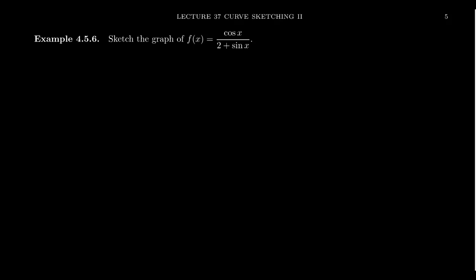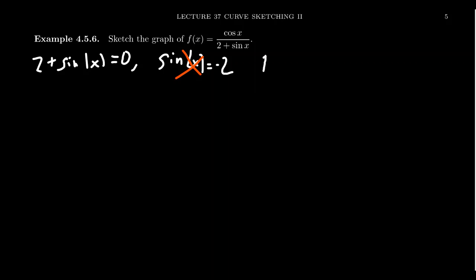If you look at the denominator, 2 plus sine of x, does that ever equal 0? Well, subtract 2 from both sides, you get sine of x equals negative 2. And I'm going to stop you right there. Sine has to sit between negative 1 and positive 1. It can never equal negative 2. So what we actually get is that its domain is going to be all real numbers.